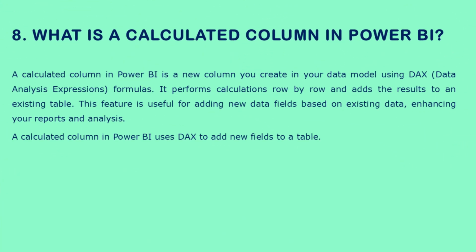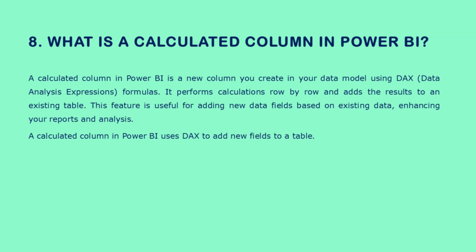What is a calculated column in Power BI? A calculated column in Power BI is a new column you create in your data model using DAX, data analysis expressions, formulas. It performs calculations row by row and adds the results to an existing table. This feature is useful for adding new data fields based on existing data, enhancing your reports and analysis. A calculated column in Power BI uses DAX to add new fields to a table.